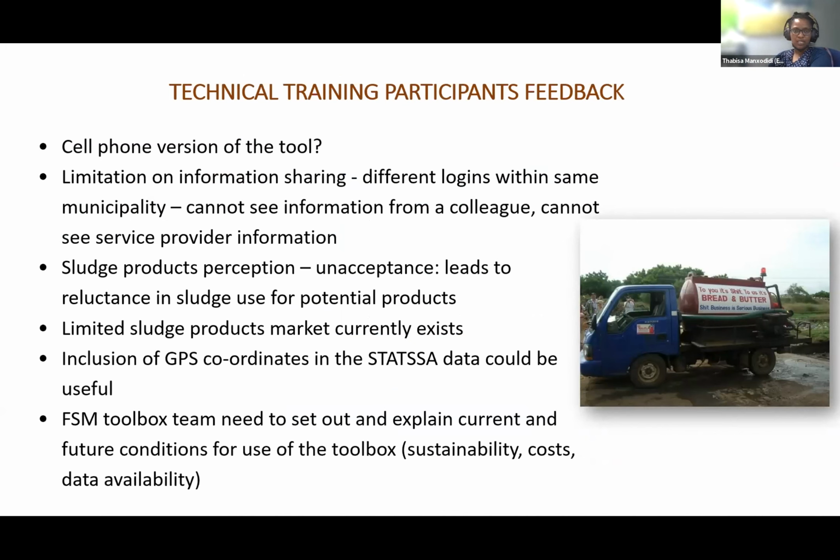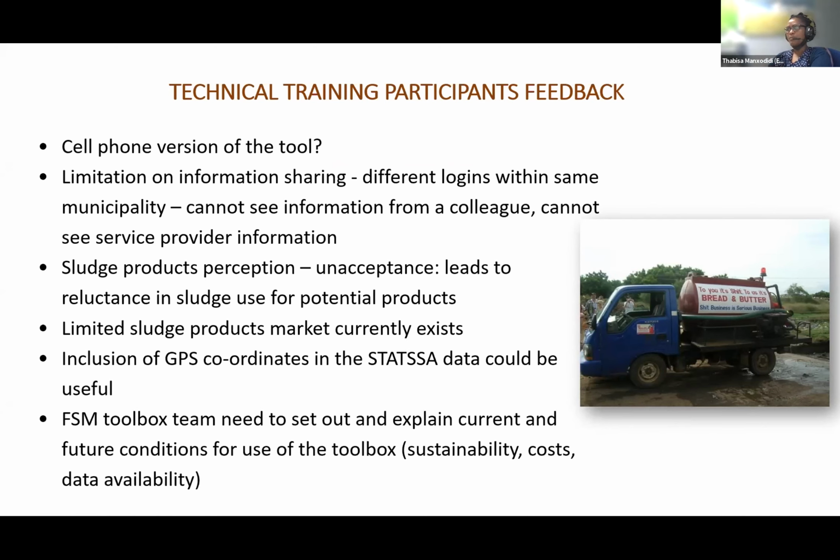There were questions, people asking, will there be a cell phone version of the tool? Because we have noticed that sometimes it's easy to work with your cell phone, so it would be great to have something like that. Especially, we've got younger people working in some of these sanitation areas, and we do know that young people work very well with their cell phone.